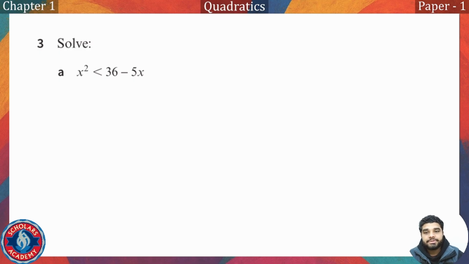Let's start with question number 3. So over here what we'll do, first of all, we'll rearrange this quadratic equation, and we can write it like x square plus 5x minus 36 is less than 0. Okay, so we rearranged it.